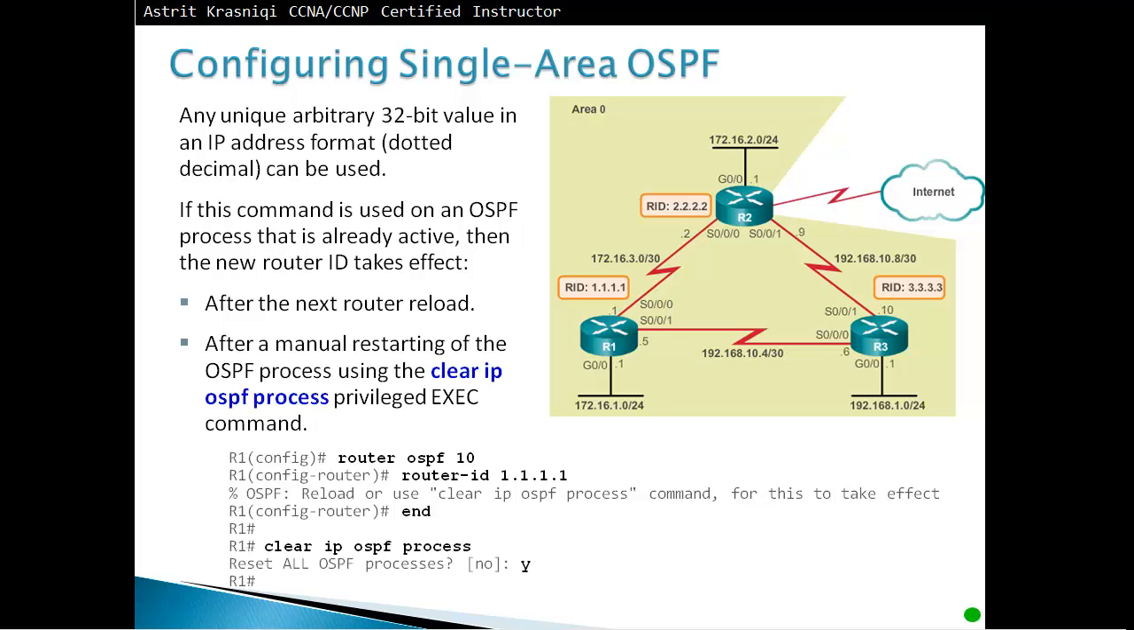Now when we do clear IP OSPF process, the router asks you, are you sure? And it says no here. So if you just press enter and don't type anything, it will take it as no. That's the default. But you have to type yes. The reason the router is being careful, asking you another question, are you sure you want to do this, is because all the neighbors are going to go down, all the routes that you learned are going to go, and you're going to restart everything again.